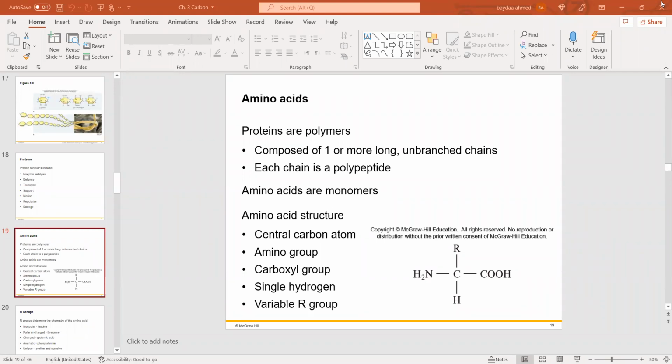Proteins are linear polymers of amino acids. Proteins are composed of 1 or more long unbranched chains, and each chain is a polypeptide. Amino acids are the monomers, or building blocks, of a protein. Amino acid structure consists of a central carbon atom, an amino group, a carboxyl group, a single hydrogen, and a variable R group.